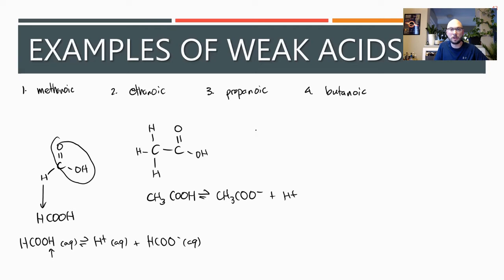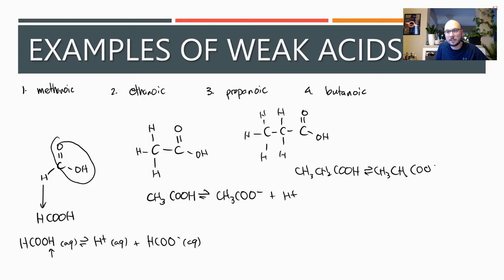Propanoic acid, very similar: 1, 2, 3 carbons, and we get that double bond oxygen, single bond OH, and then we fill in the remaining with hydrogen again. So in this case, we get CH3CH2COOH, which ionizes to form CH3CH2COO minus and H plus. And we just keep on continuing this pattern. Butanoic acid would be CH3CH2CH2COOH, which breaks down into CH3CH2CH2COO minus plus H plus.